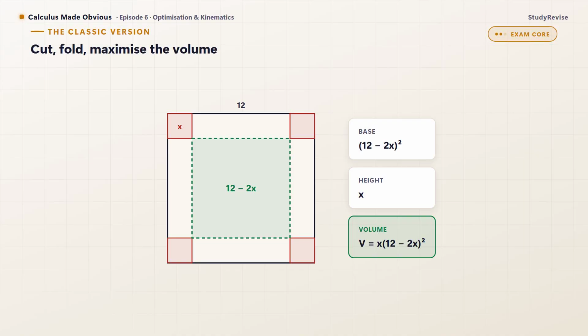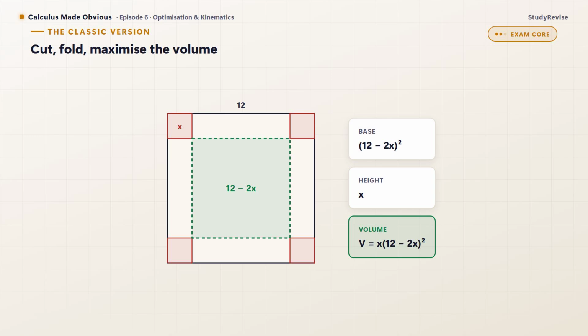Here is the classic version, and I want you to watch the answer emerge, not just appear. You have a square sheet of card, 12 centimeters on each side. Cut a small square of side x from every corner, then fold up the 4 flaps to make an open-topped box. What is x if you want the box to hold as much as possible?